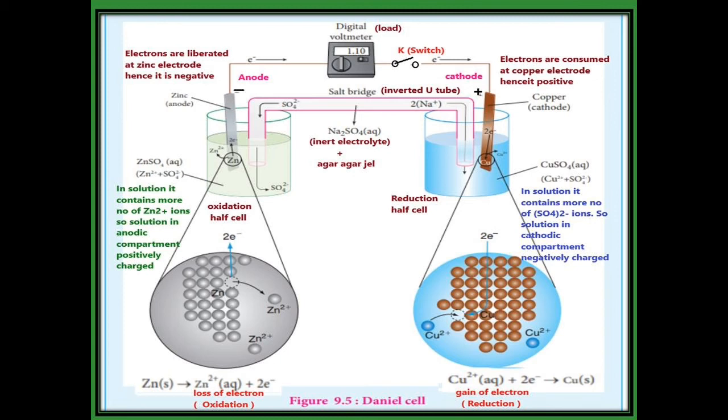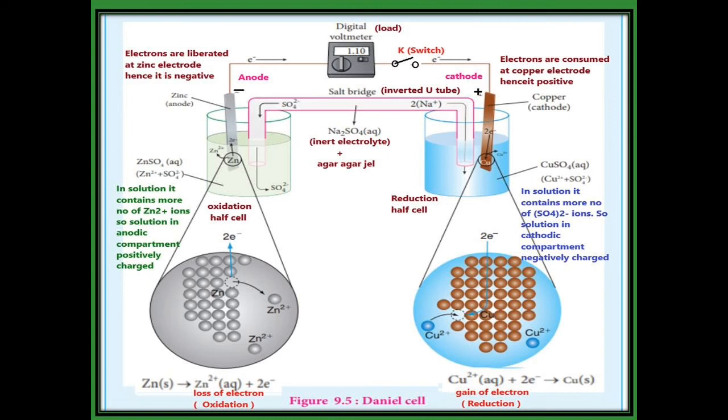Then on the right hand side, the Cu 2 plus from the copper sulfate solution gains 2 electrons and becomes copper, which is deposited on that electrode. So gaining of electrons, the blue color beaker cell is called the reduction cell because it gained the electrons. Now the zinc electrode is called the anode. Why is it called the anode? The electrons are liberated at the zinc electrode, so it is the negative one, so it is called the anode.